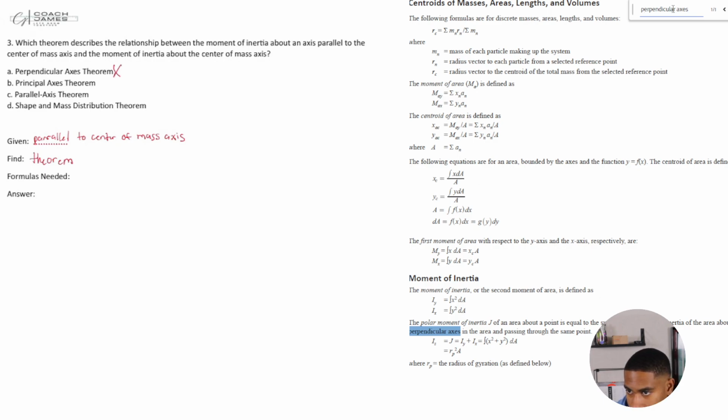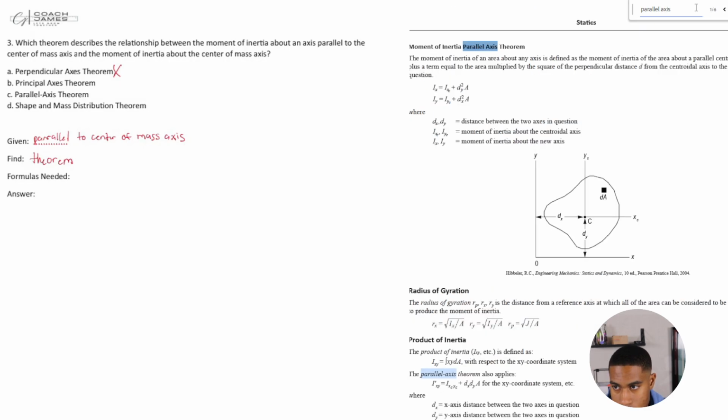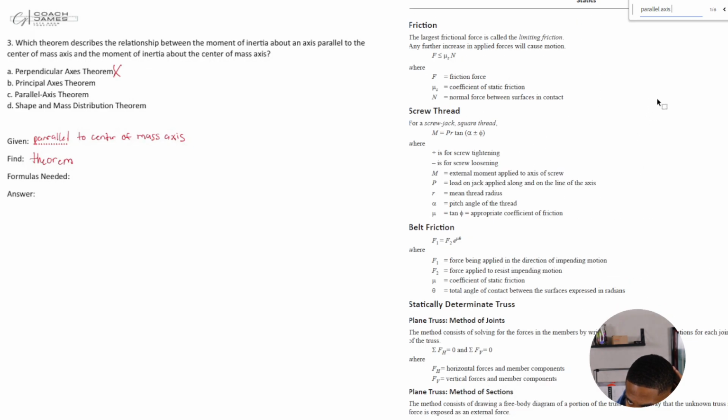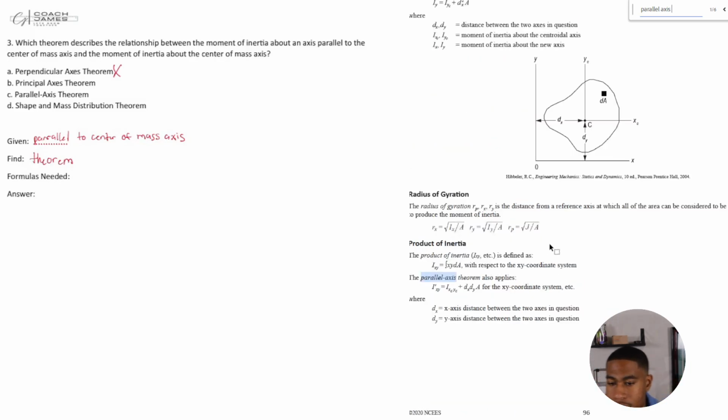Principal axis theorem. And I just try to search these just to make sure. Principal axis. So nothing's coming up there. So I don't know. Parallel axis theorem, I would assume, would be the right answer, but let's search parallel axis theorem. It doesn't really give us too much detail.